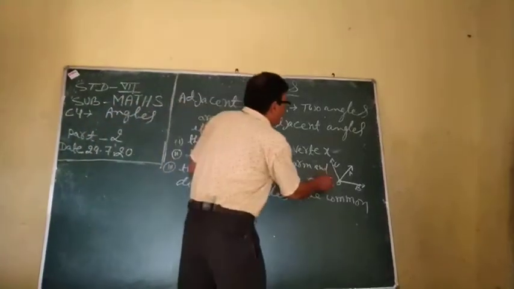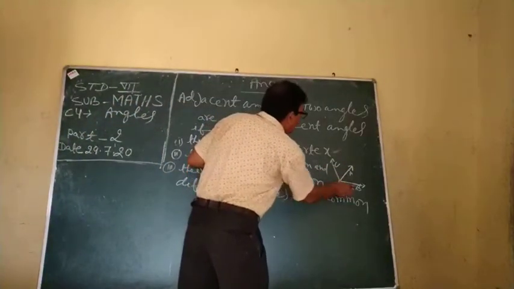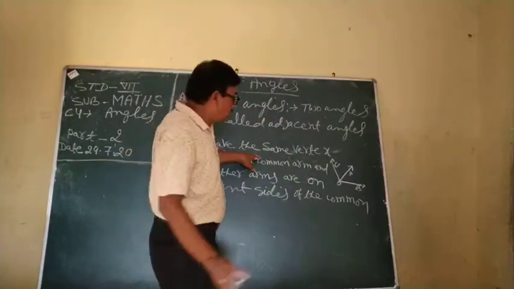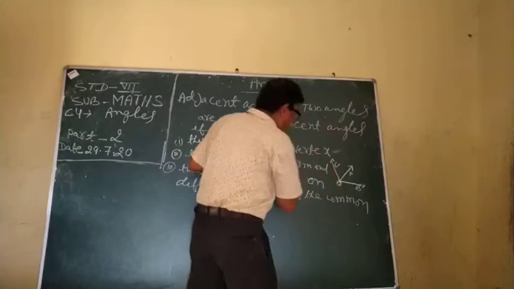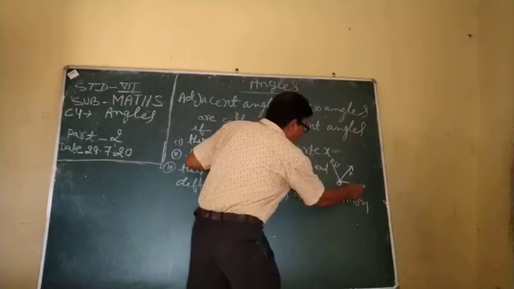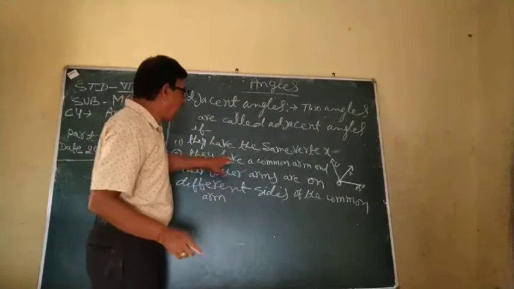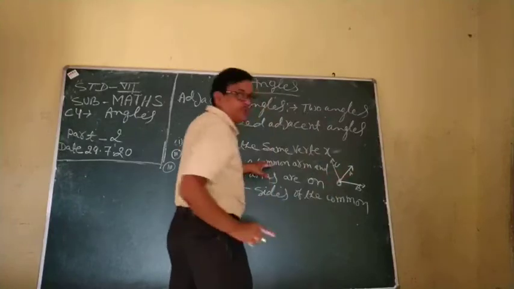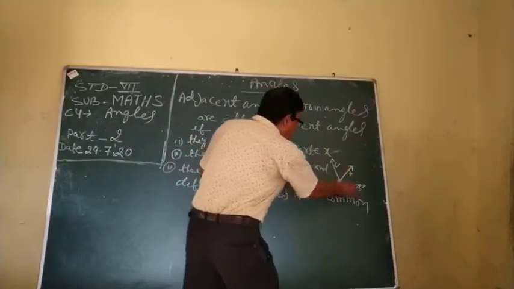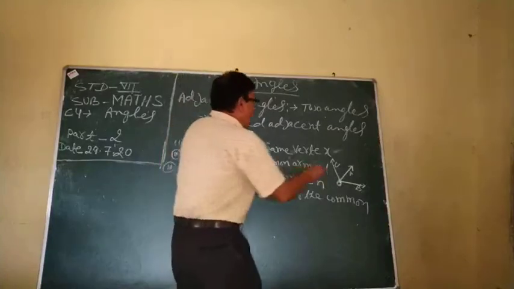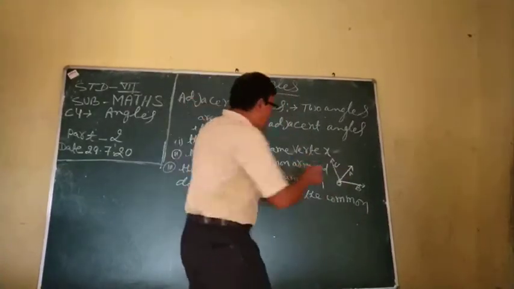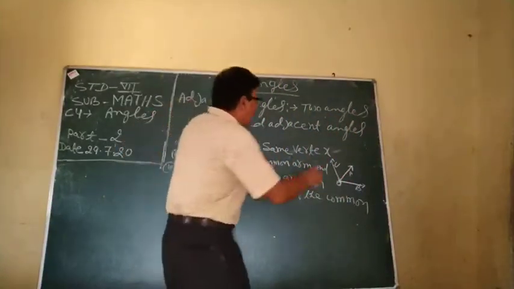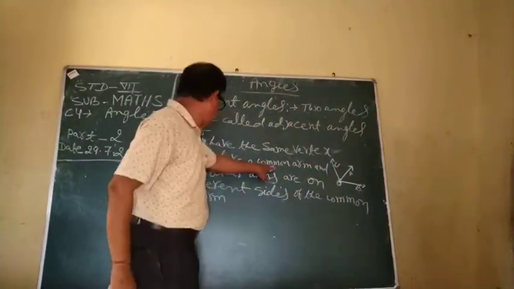See this one. AOB and AOC, two angles are there. Vertex O is common for AOC and BOC also. They have a common arm. OA is the common arm, because OA is going to divide; otherwise BOC is only one angle. So AOC and AOB are two different angles and they are called adjacent angles.